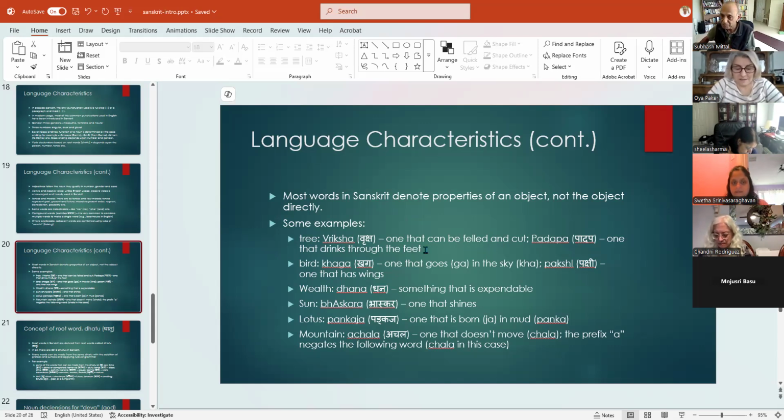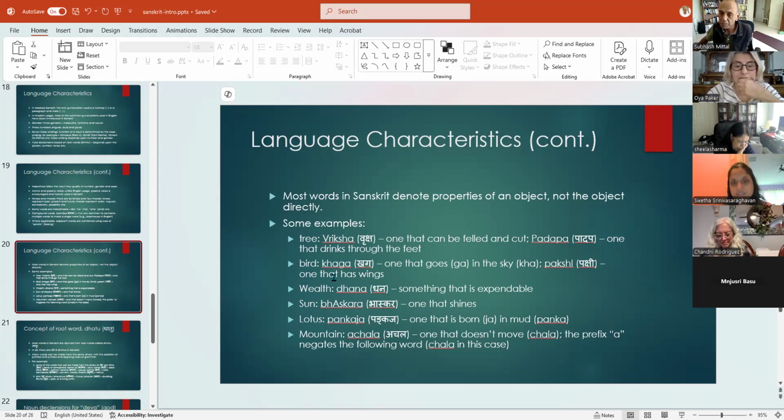Another word for tree is padapa. You will see that in many translations. What does it mean? One that drinks water through the feet. Pada is feet, pa is to drink. So something that drinks water through its feet, that's padapa. It's a tree.